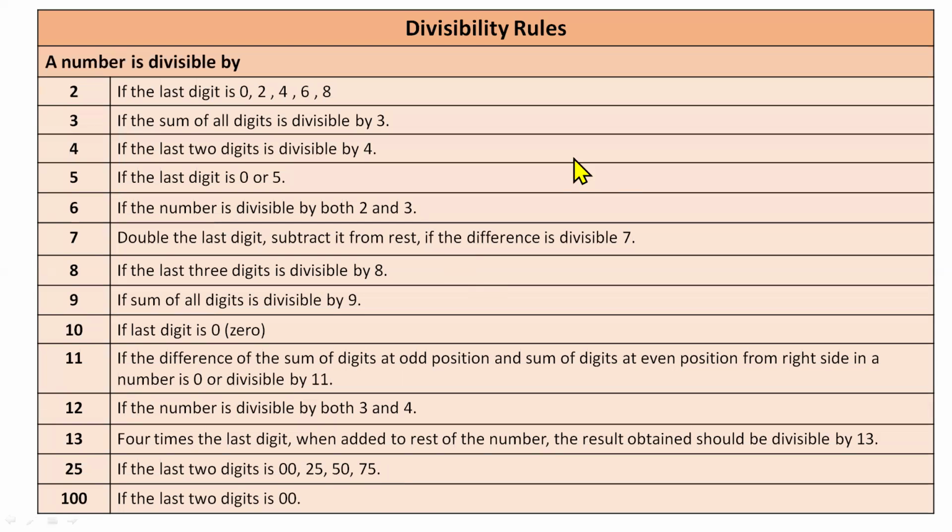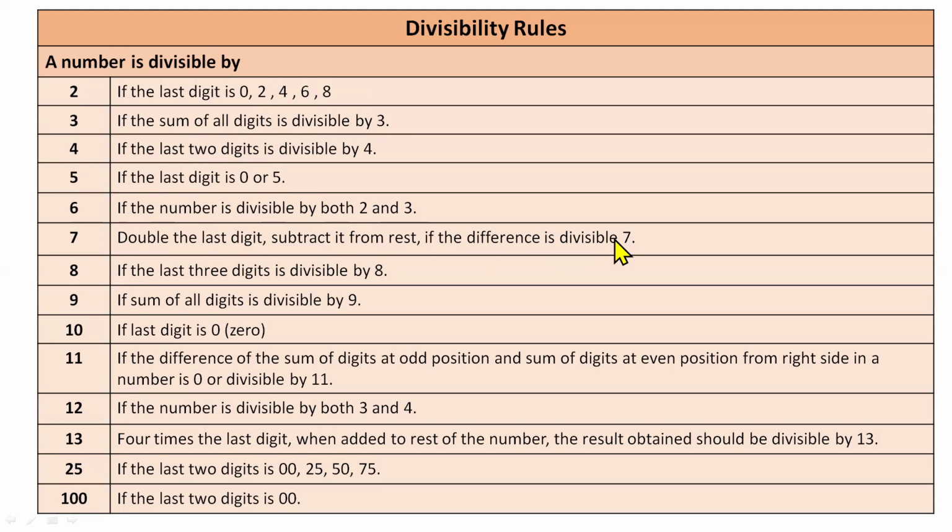Now let's revise all the divisibility rules. A number is divisible by 2 if the last digit is even, that is 0, 2, 4, 6, 8. It is divisible by 3 if the sum of all digits is divisible by 3. For 4, we'll check only the last two digits. For 5, last digit should be 0 or 5. For 6, the number should be divisible by both 2 and 3. 2 3s are 6. 7, double the last digit, subtract it from the rest.